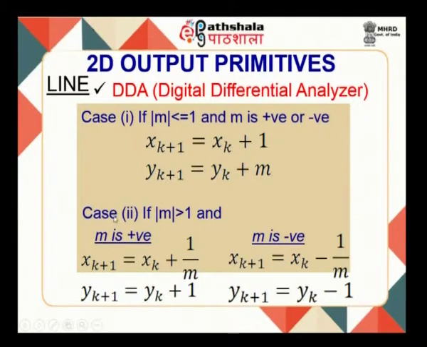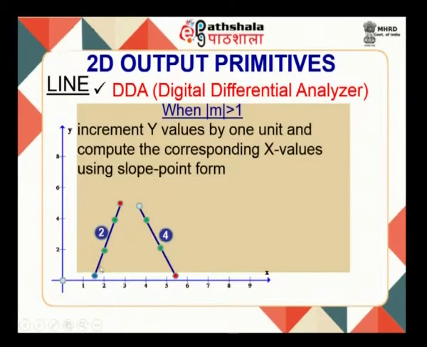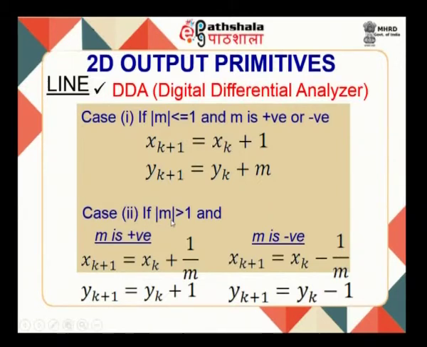Now come to case 2, where we assume that the line slopes are greater than 1. You recollect line types 2 and 4; they have slopes greater than 1. If m is positive, that is line type 2. So, for line type 2 here, m is positive. As the lines are more inclined towards the y axis, we will sample the line at unit y intervals along the y axis. So, the next y value is 1 higher than the previous y value.